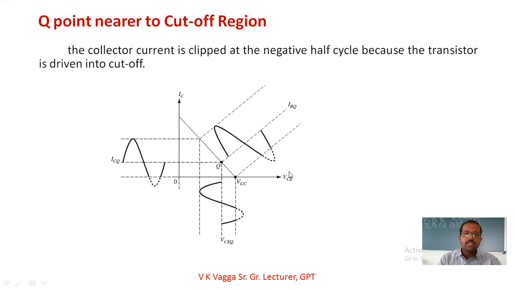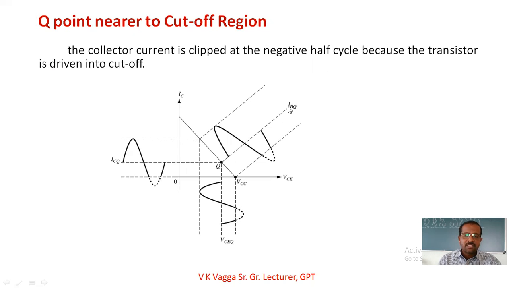In the same way, if you choose the operating point nearer to the cutoff region, the collector current is clipped at the negative half cycle, because the transistor is driven into the cutoff. So on this DC load line, if you choose an operating point near the cutoff region, it is going to clip the negative part of the signal. It is eliminated, as you can see at the dotted line. So if you apply the input signal this way, you get the output in a clipped manner here.